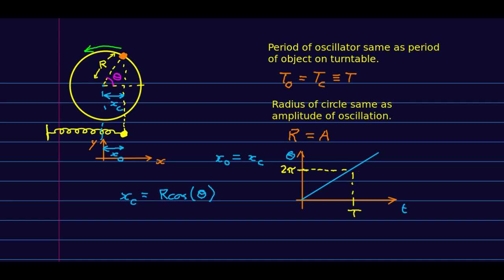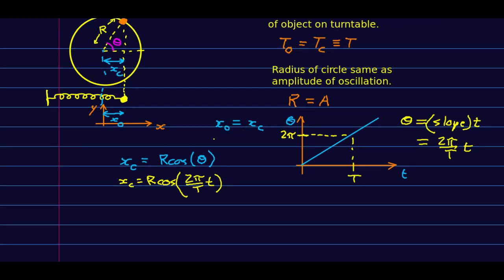And so what we have now is a line where we can see that theta is the slope of this line times t, and that slope is just a rise over a run, and that rise is 2 pi, and that run is capital T, and so there we have it. Theta just goes like this, and so that is our XC. It is R cosine 2 pi over the period times T. And we know that that's the same as XO.